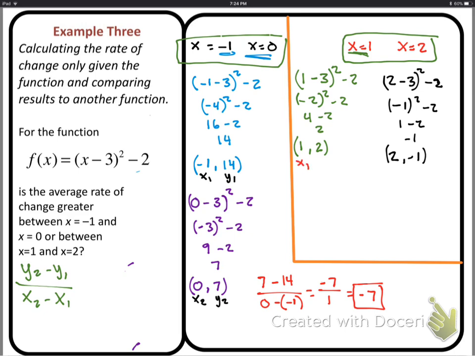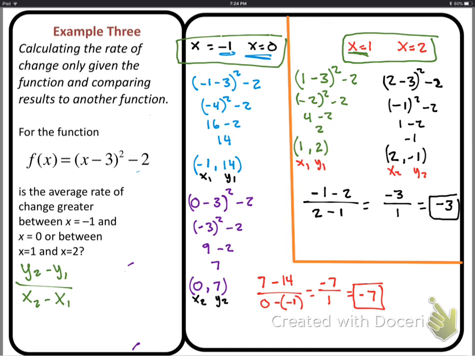So now, again, label your x1, y1, x2, y2, and we do our equation. So we have negative 1 minus 2 divided by x2, which is 2, minus 1. So now we have negative 1 minus 2, that's negative 3. 2 minus 1 is 1, that's negative 3. Okay, so now we figure out which one of these has the greater rate of change. Okay, and this part is a bit tricky.